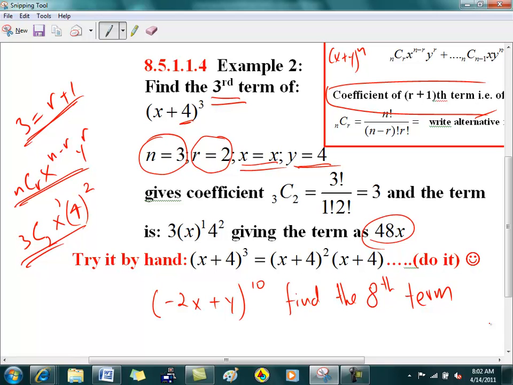Okay, so what I'm saying is, the general term, what is the formula? This is what's called the r plus 1. Since I want the third term, remember what I told you. The term number is equal to r plus 1. The term I want is 3. It gives me that r is 2.